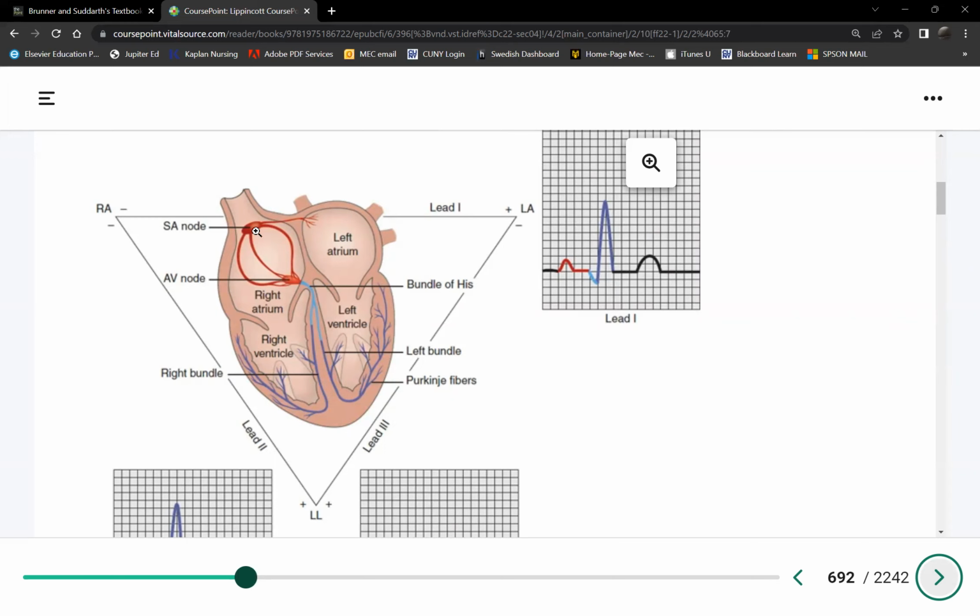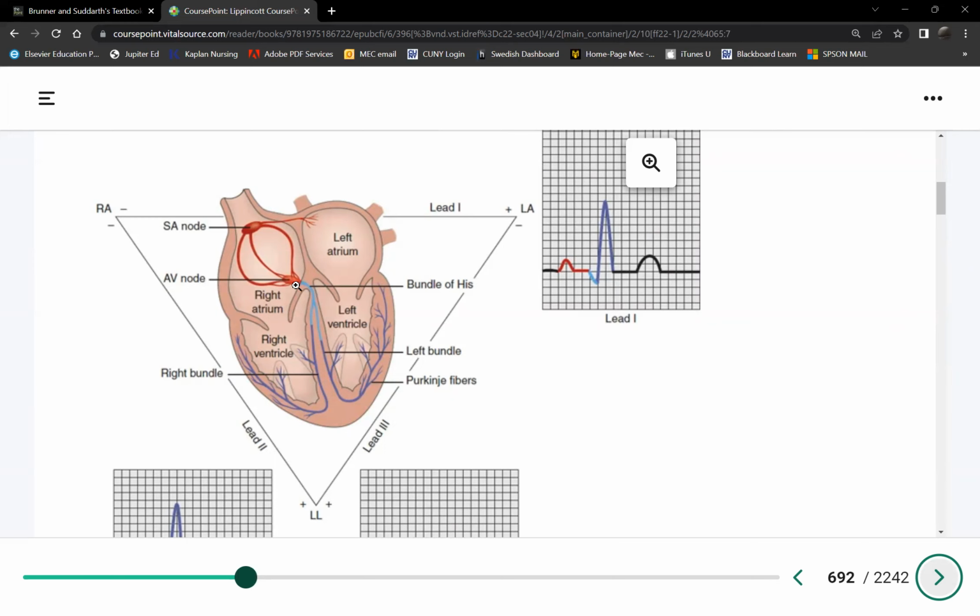There is a secondary pacemaker called the AV node. So this is located between the atria and the ventricles, right at the septum. It is called the secondary pacemaker. It's also called the backup pacemaker, which means if the SA node fails, meaning there's something wrong with the SA node, or if the AV node doesn't receive any impulses from the SA node, the AV node can fire because it's also a pacemaker, just like the SA node.